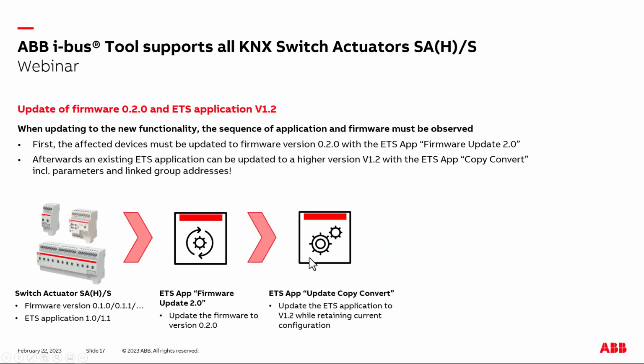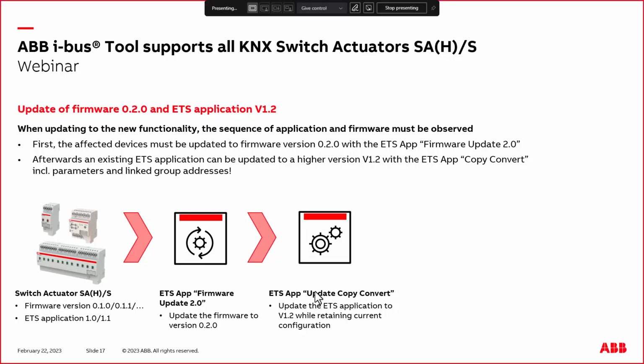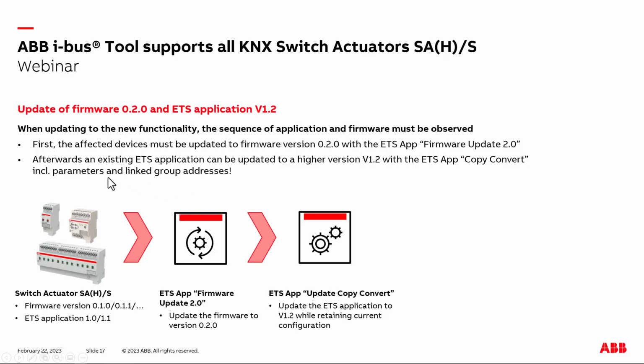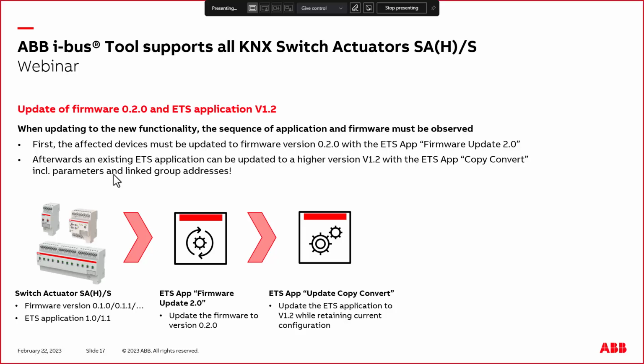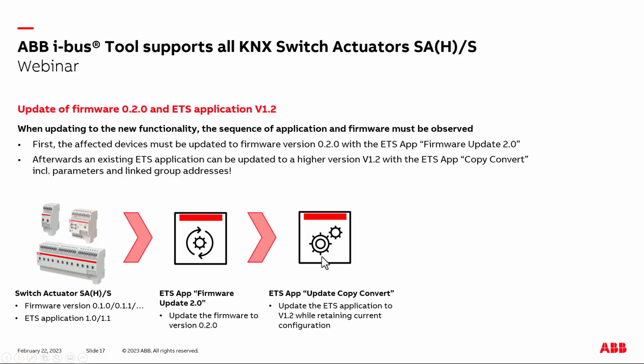The next step is to make an update of the ETS application from 01 or 011 to the latest version 012. And with this app, you can not only make an update of the ETS application, also all linked group addresses and the set parameters are also taken over. So you do not have to link the group addresses again after updating the ETS application. Everything will be retained.